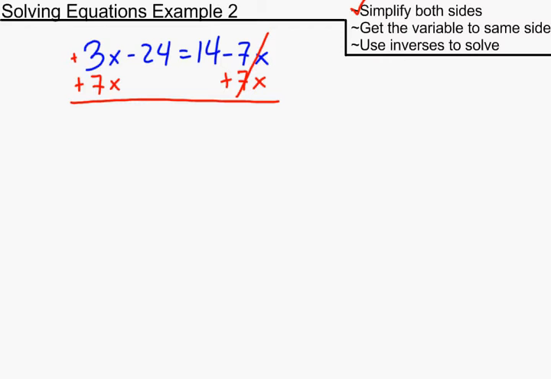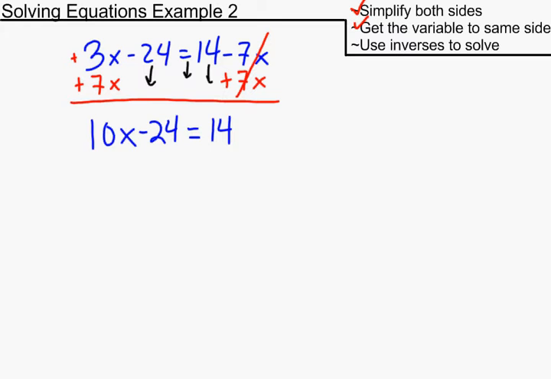On the left-hand side, I get 3x plus 7x is 10x. And since I didn't do anything with anybody else, I'm going to go ahead and just drop everything else straight down. So I have a minus 24 on the left. I still have my equal sign, and I still have my 14. So that completes the second step.